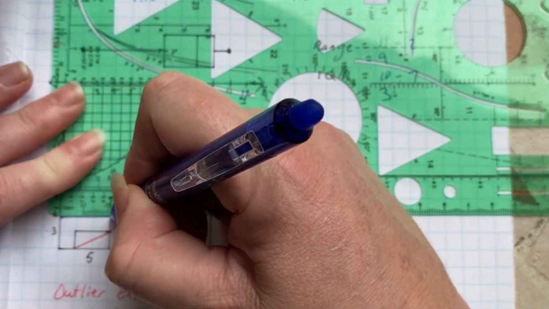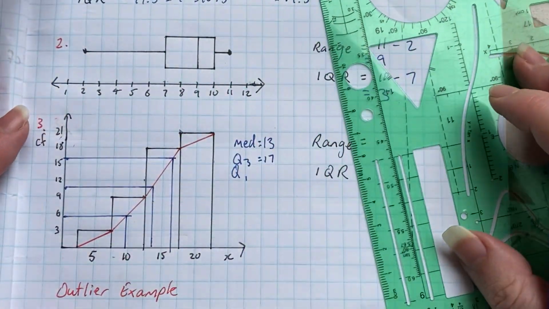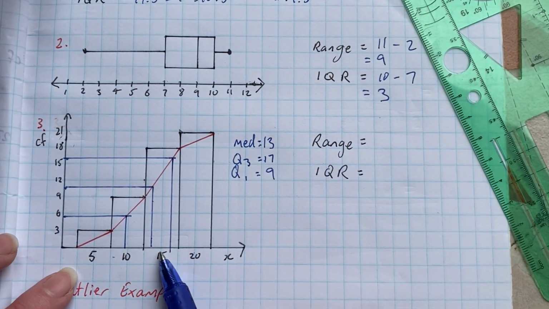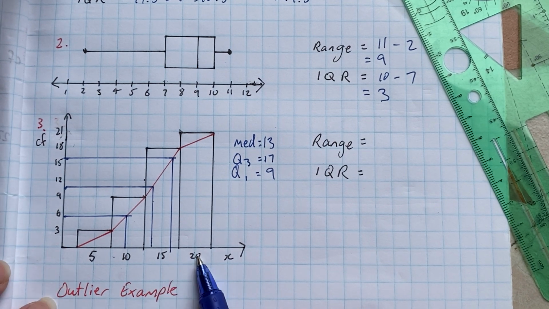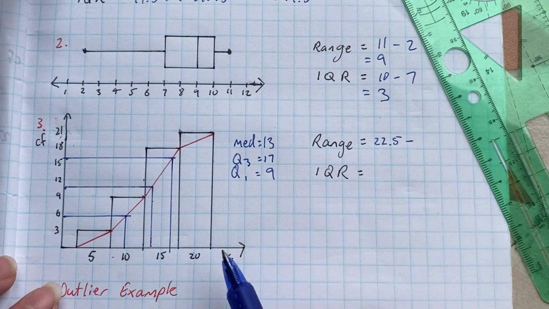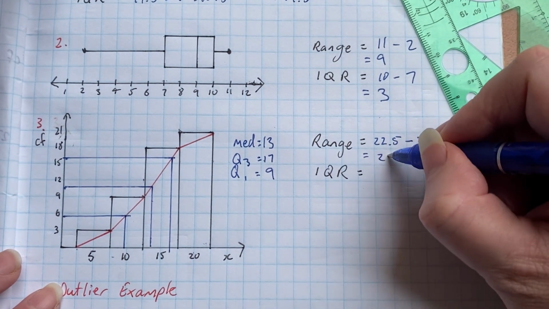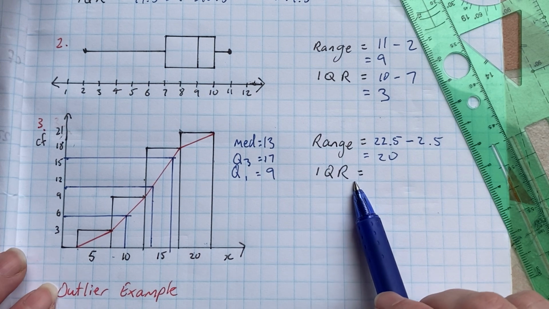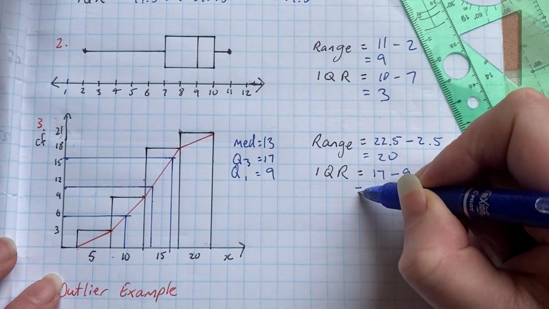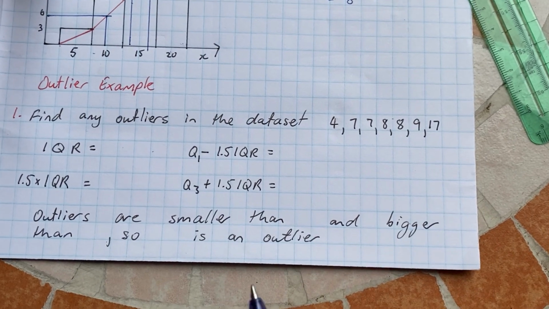Remember, this doesn't need to be exactly perfect, but pretty close. It's just a little bit under 10. I'm going to call it 9. It's close enough. So our highest score, now because these go up in 5s, that'd be 2.5 up there. So I'm going to call that 22.5 minus 2.5. So that equals 20. Our interquartile range is going to be 17 minus 9. So let's call that 8. Well, that is 8.